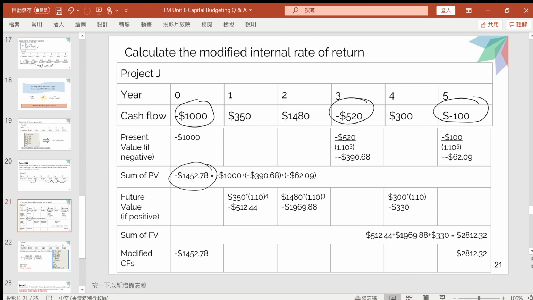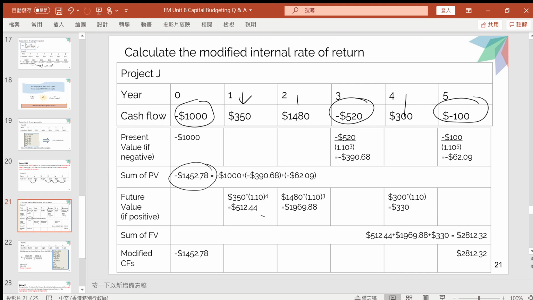Okay, and then we need to compound those cash inflows, and we have 3. Also we have 3. 1, 2, 3. Okay, we will compound these 3 cash flows to the designated year, that will be in year 5. That's why for the first item, 350 in year 1, that will be compounded to the year 5. That's why we'll multiply the interest rate to the power of 4, and then we'll get the future value of this amount that will be equal to 512.44.